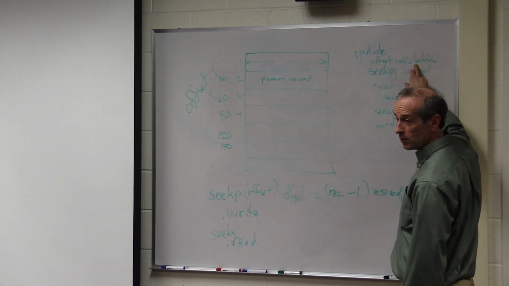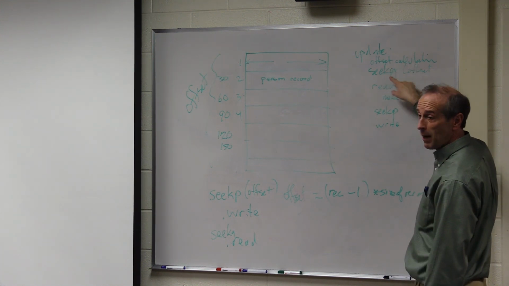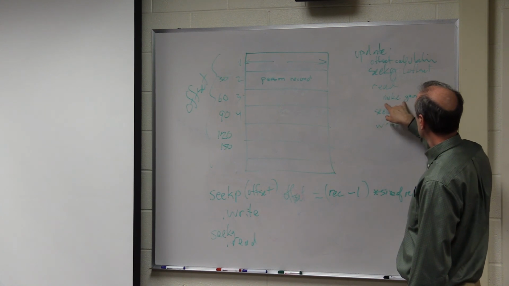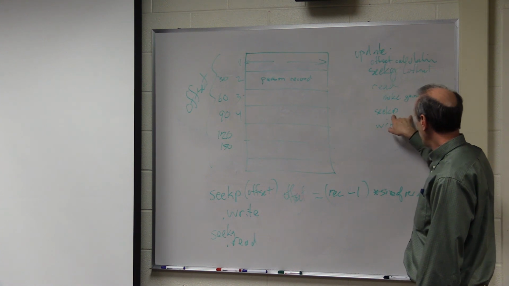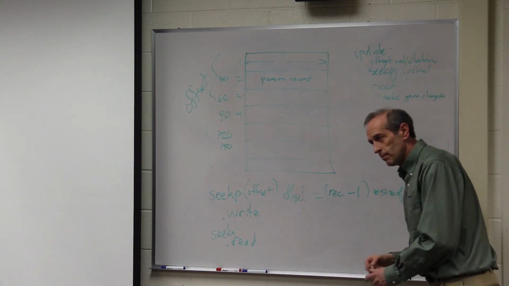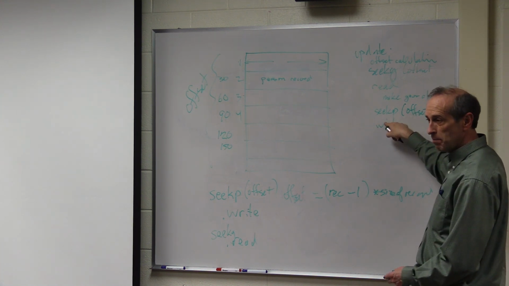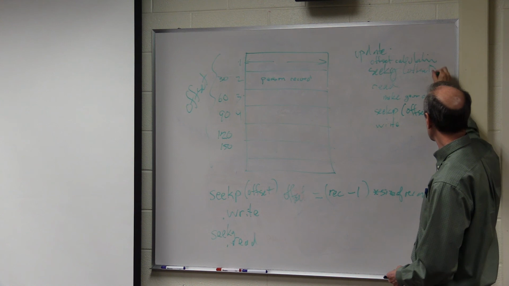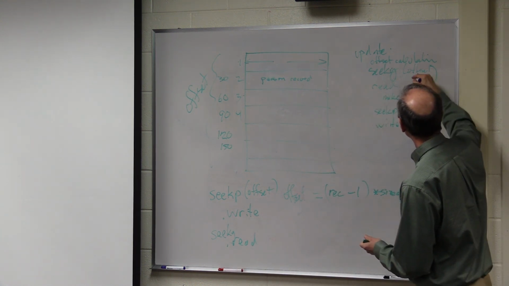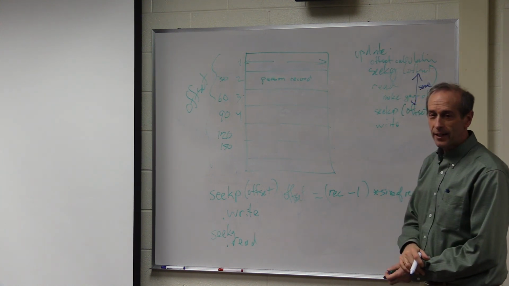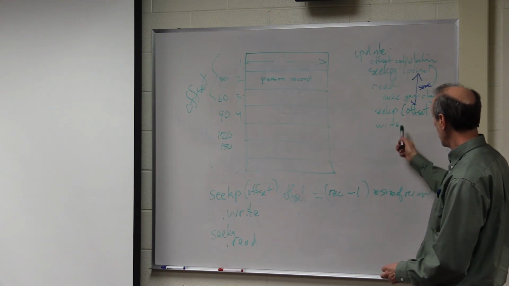Update: calculate the offset. Seek based on the offset. Read, make whatever changes you are going to make to the record, and then seek. Of course, you would repeat the offset. Seek P to the same offset. That's the key thing, right? That's got to be the same. And then you can do the write.